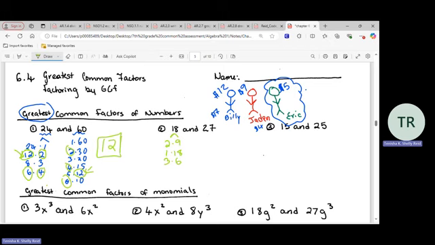Okay, I think that's it. Factors of 27, that's going to be 1 and 27, not 2, because that's an odd number. 3 and 9, 4, 5, 6, 7, 8, and then 9 again. So those are my factors of 27.